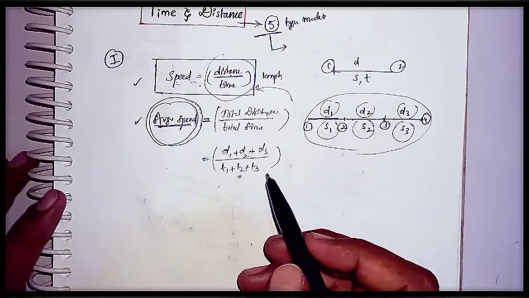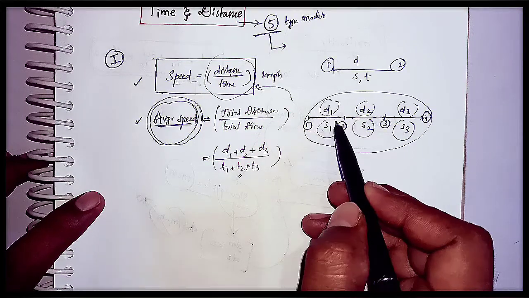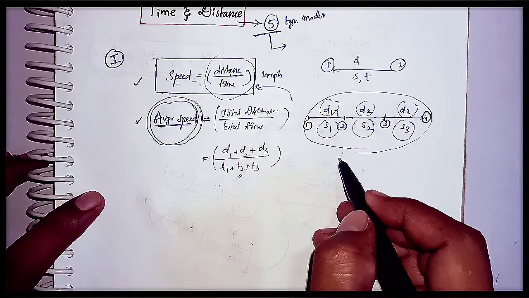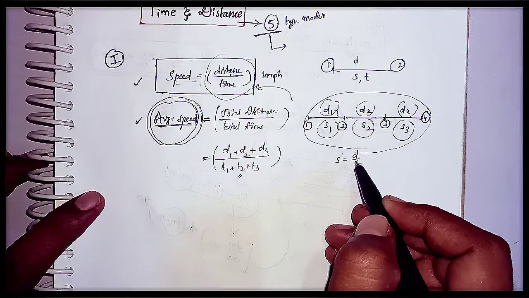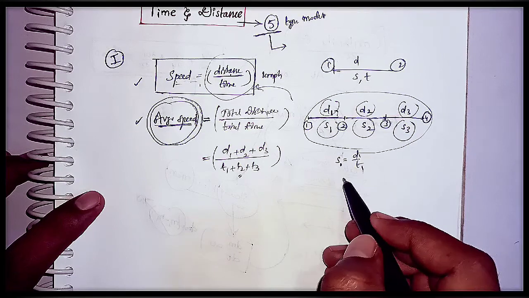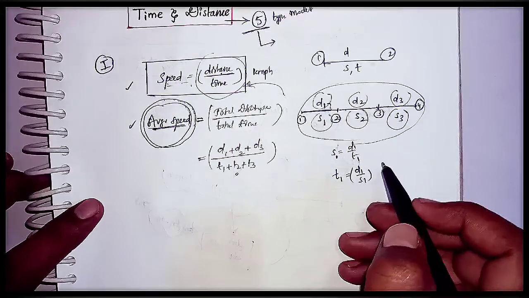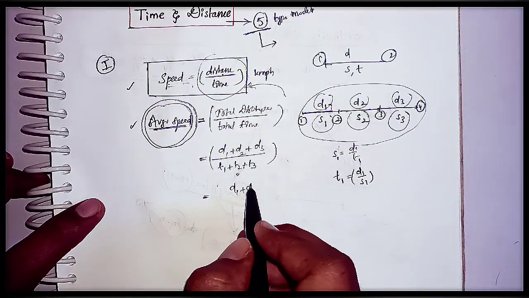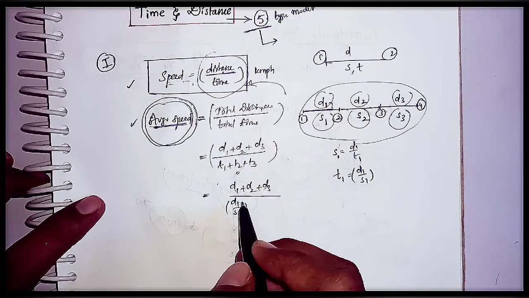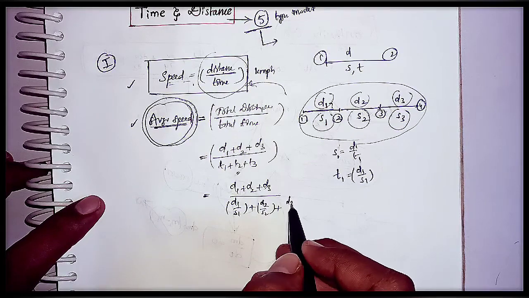Here we don't know the time taken to cover the distance d1 with the speed s1. But as we know, speed is distance by time. Speed for distance d1 is s1 equal to d1 by t1, so the time t1 is d1 by s1. Yes or no? So d1 plus d2 plus d3 per the time is d1 by s1, and for time t2 it is d2 by s2, and for time t3 it is d3 by s3.